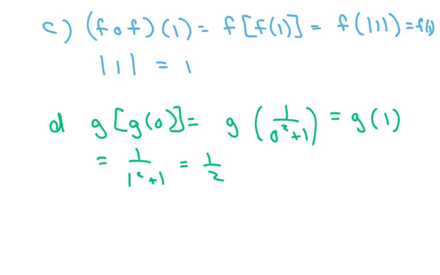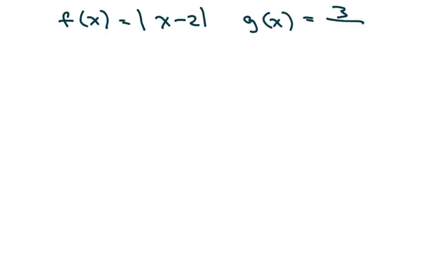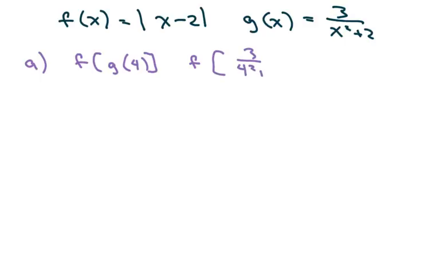Okay, the second problem we're going to do is this one. We're going to do f of x equals absolute value of x minus 2, and g of x equals 3 over x squared plus 2. So the first thing we're going to find is f of g of 4. Start with your inner function. So we're going to do f, and g of 4 is going to be 3 over 4 squared plus 2. And this equals f of 3 over 18.